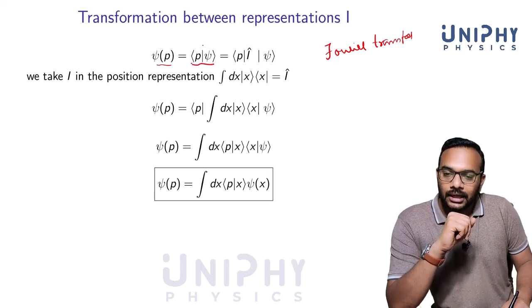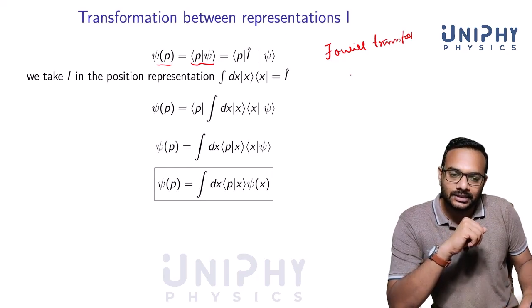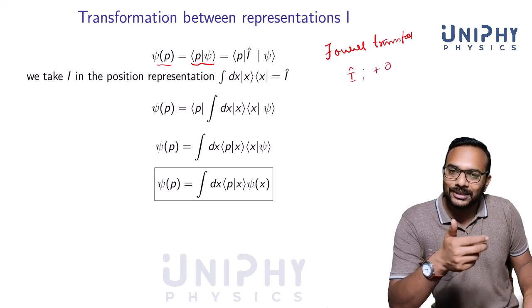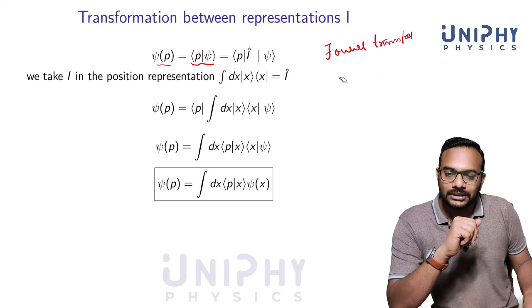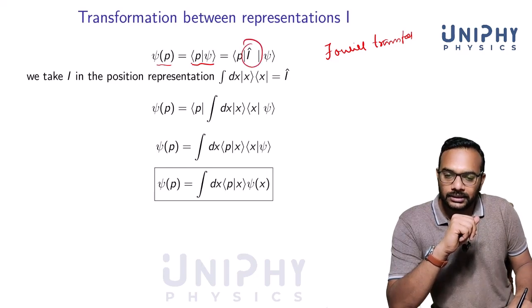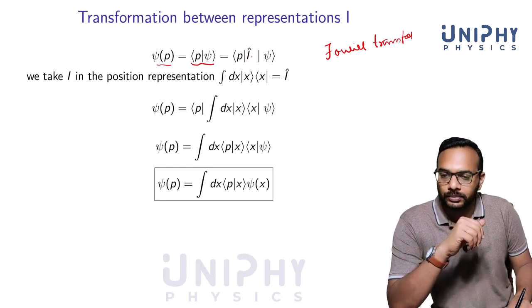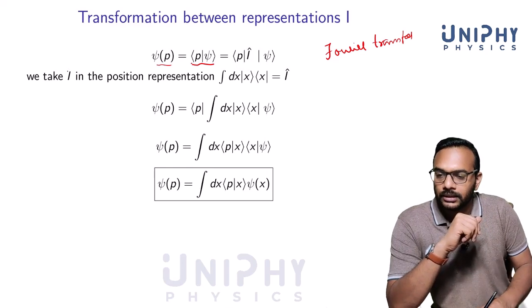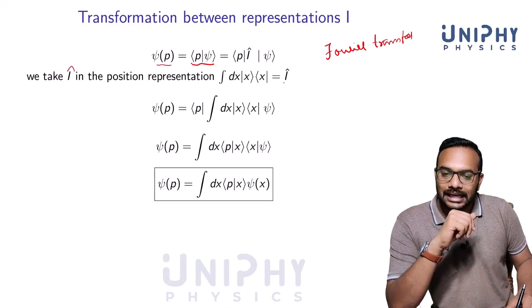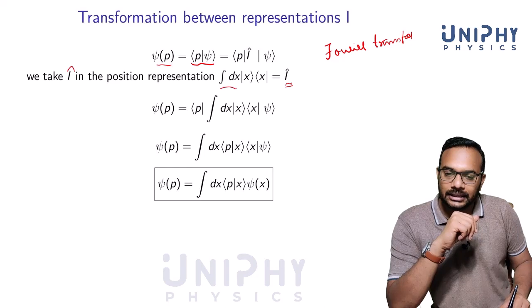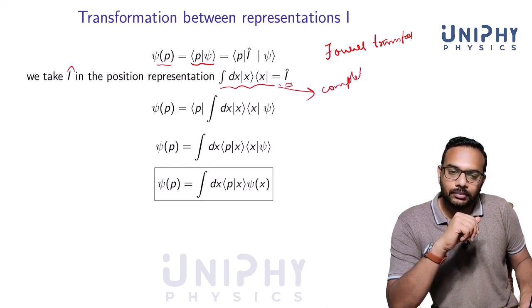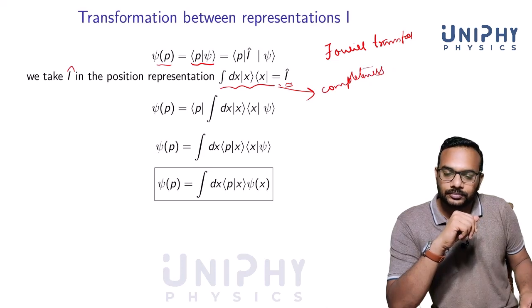Now, in quantum mechanics, and usually in physics, when we are stuck, we either multiply by 1 or add 0. These are the things that we do, and sometimes it helps. So here what we do is multiply by an identity operator. There's nothing wrong in putting an identity operator in between here. Now we can expand this identity operator in this form: integral dx |x><x|. This is known as the completeness relation. So you put this in here.